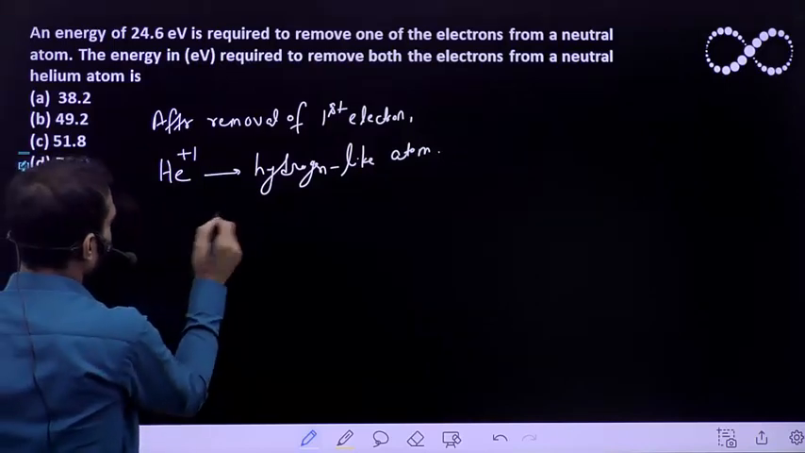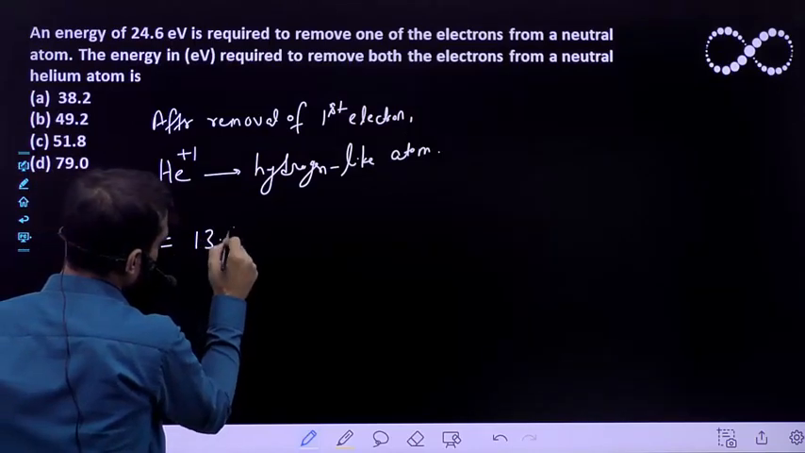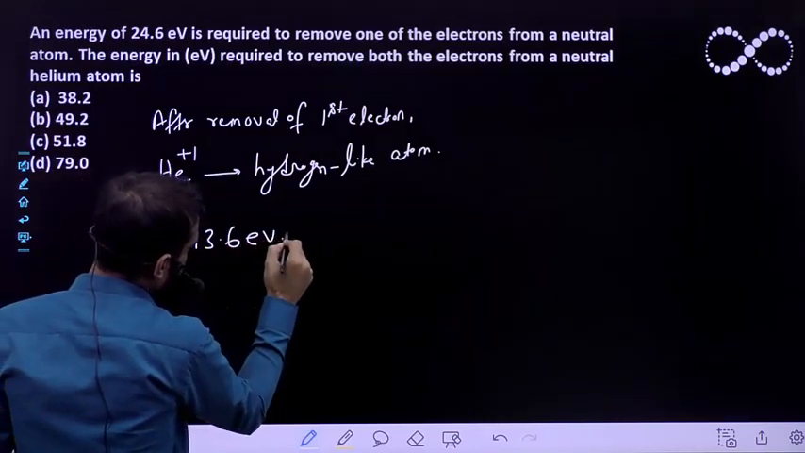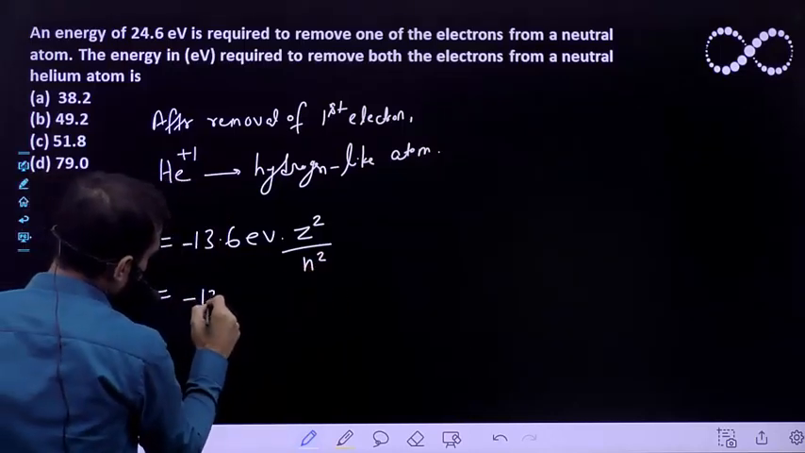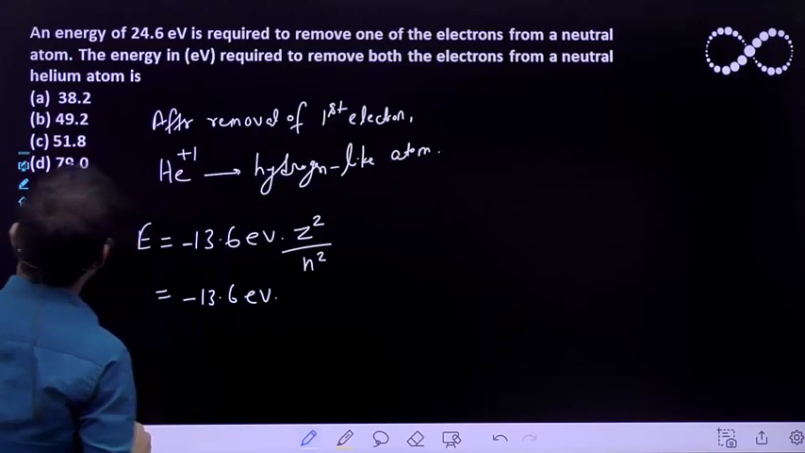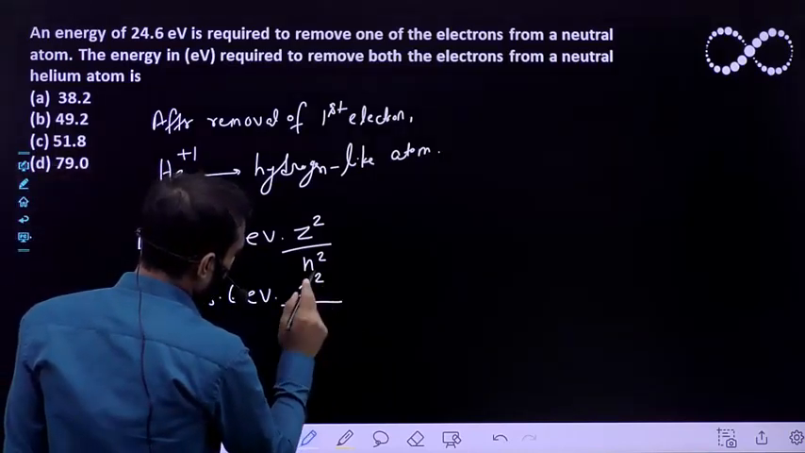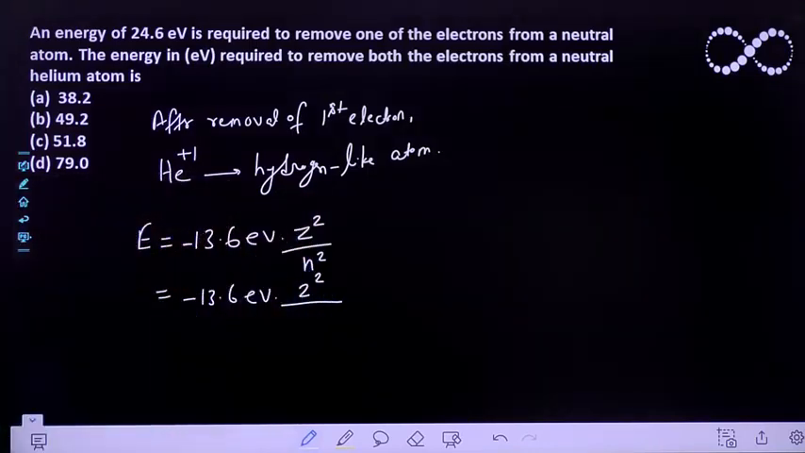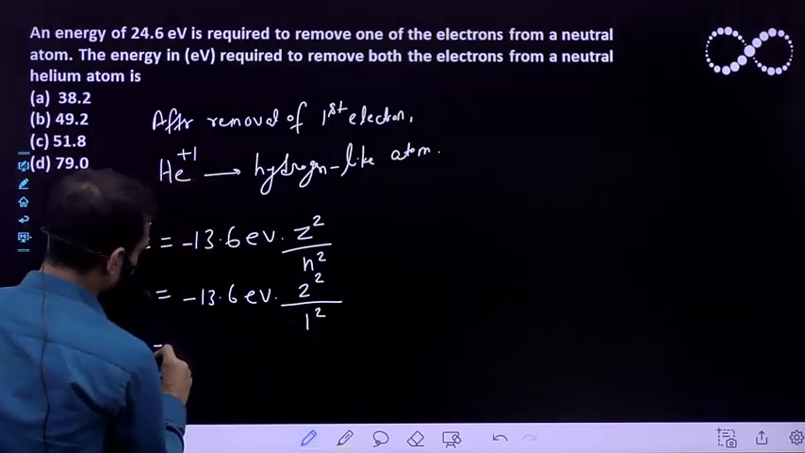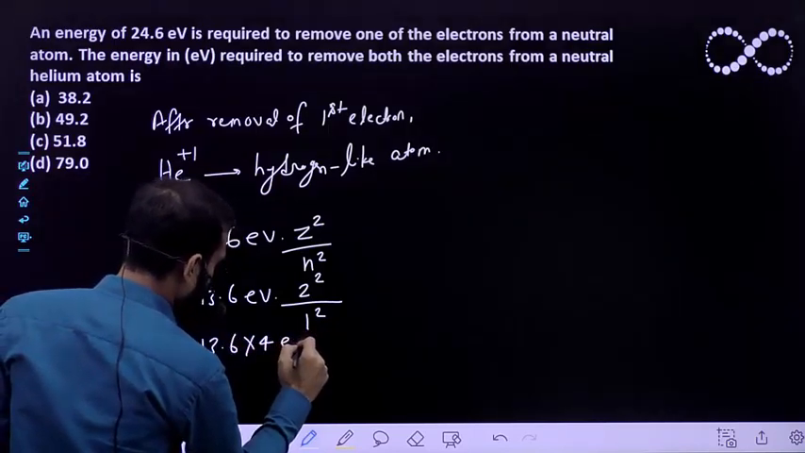So I can say the formula for energy for the hydrogen like atom is minus 13.6 electron volt into Z square upon n square. For the case of helium, the value of Z is 2, so that will become 2 square, and one electron is there. In the ground state, that electron will reside in the lowest most orbit, that is n is equal to 1. So this will become 1 square. So from here I can say this is minus 13.6 into 4 electron volt.